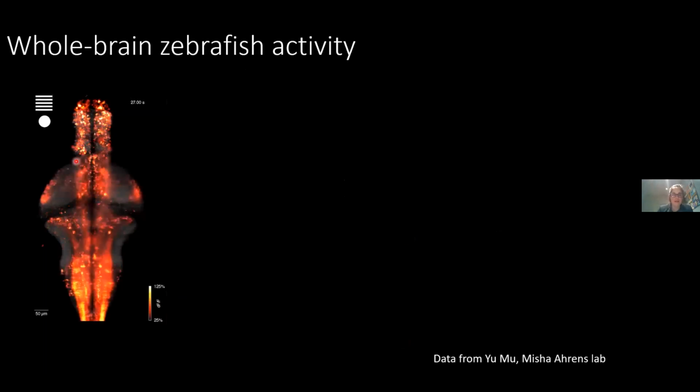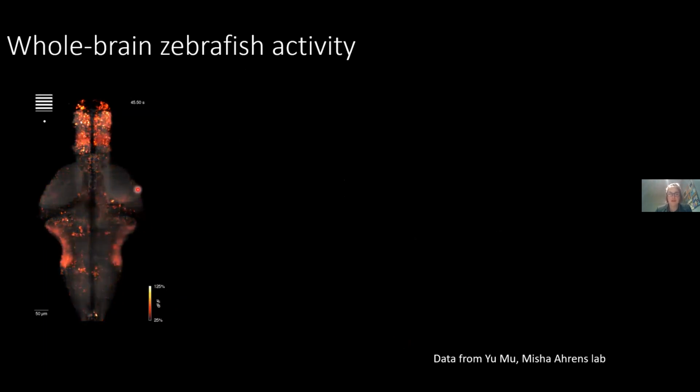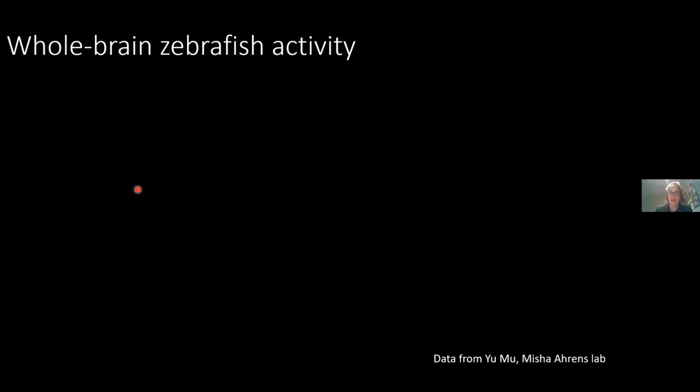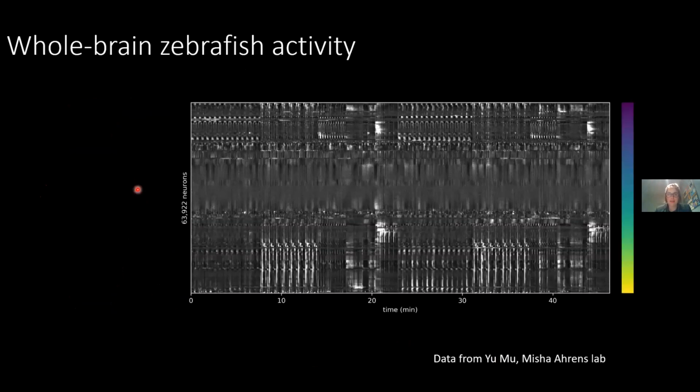So you can also use this on whole brain zebrafish activity. This is actually data that's freely available that you could play with if you're interested. And also all the data I've shown already is also available online. They get 64,000 neurons recorded simultaneously. And this is what this activity looks like across time.